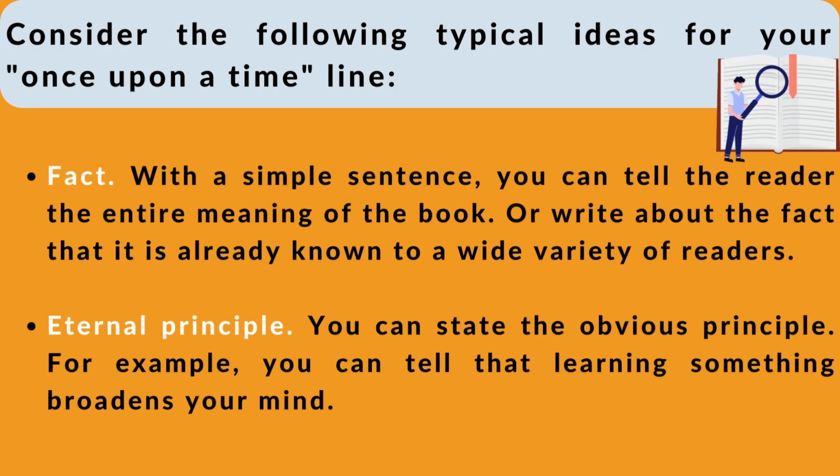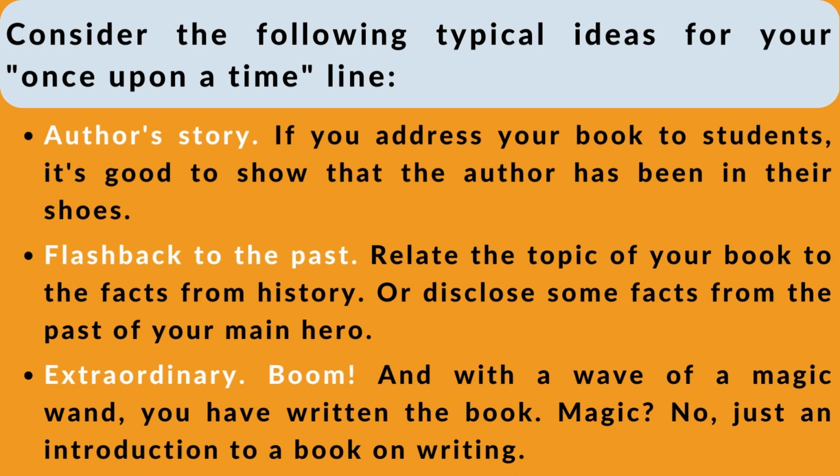Consider the following typical ideas for your once upon a time line. Fact. With a simple sentence, you can tell the reader the entire meaning of the book, or write about a fact that is already known to a wide variety of readers. Eternal principle. You can state the obvious principle. For example, you can tell that learning something broadens your mind. Author's story. If you address your book to students, it's good to show that the author has been in their shoes.